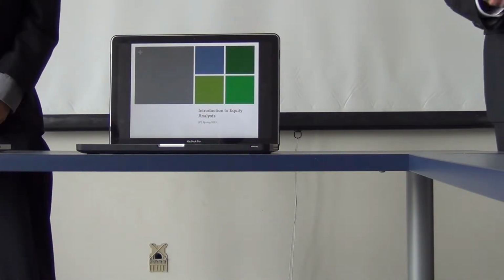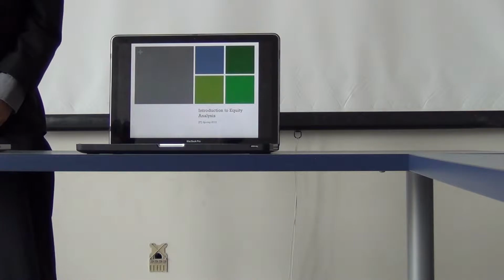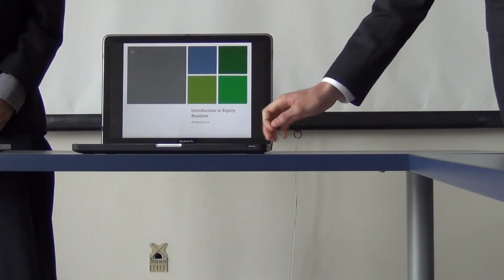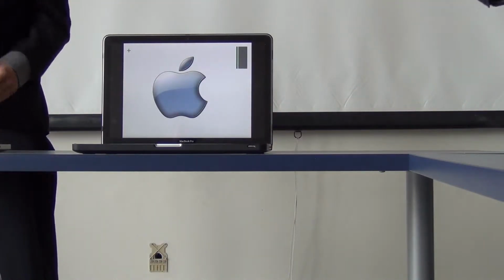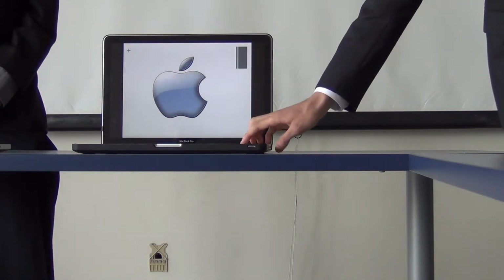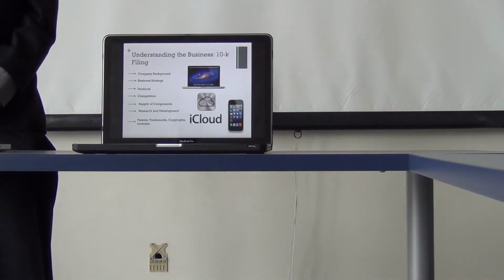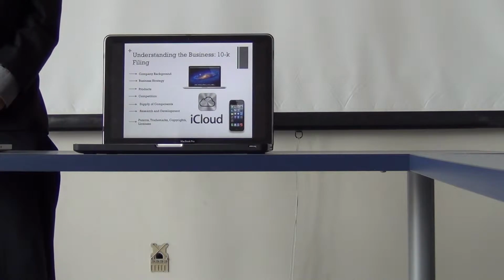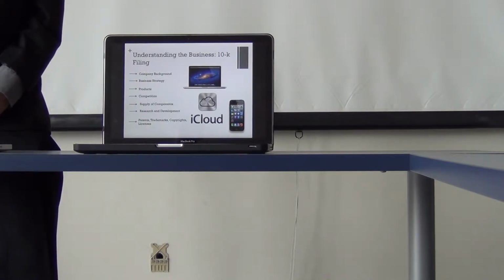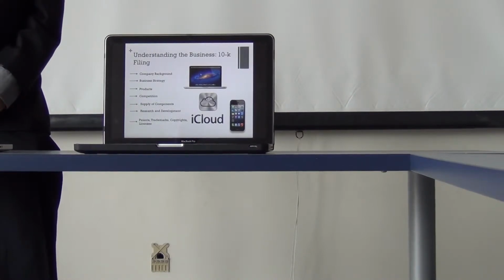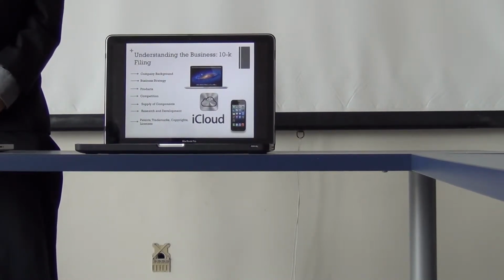So we want to give you an overview of what we would do when selecting stocks. Today we're going to talk about what we would do for analyzing Apple. The first thing you want to do when analyzing a company is make sure you understand the business. The best way to do this is to go to the SEC website, the Securities and Exchange Commission, and look up the 10-K filing that a company submits each year.